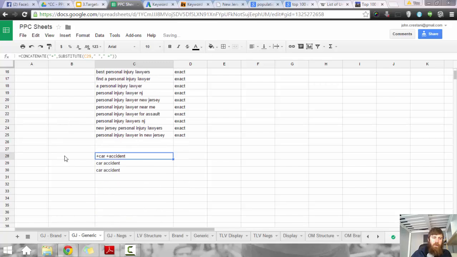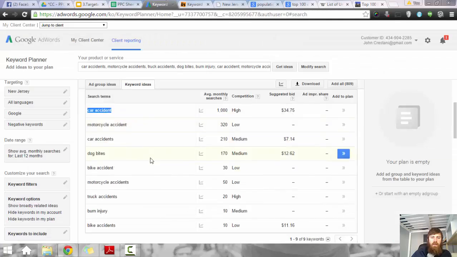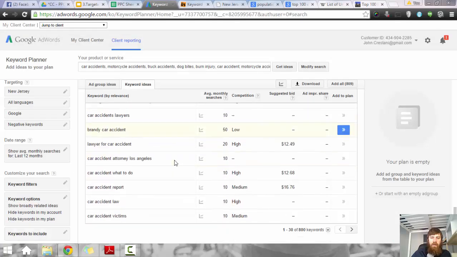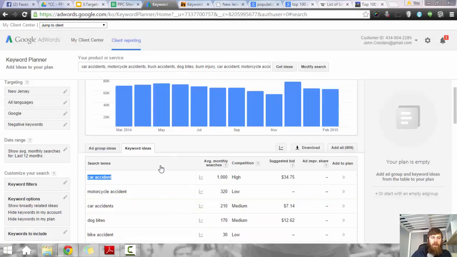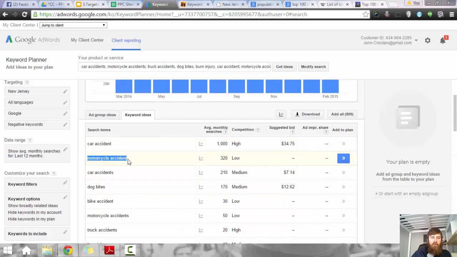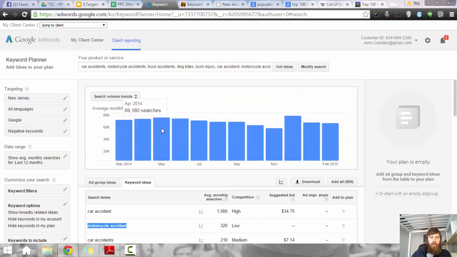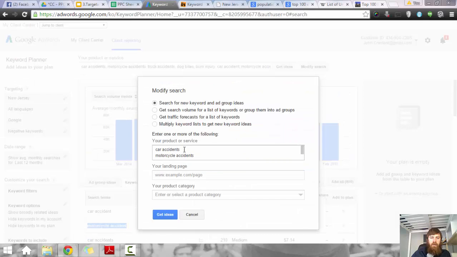Copy my formula right here. Car accident, broad, phrase, exact. Car accident is going to be its own group. Let's see if I have any other ideas. Then I might group the rest of these together. Let's modify the search. I'm going to get rid of car accident.